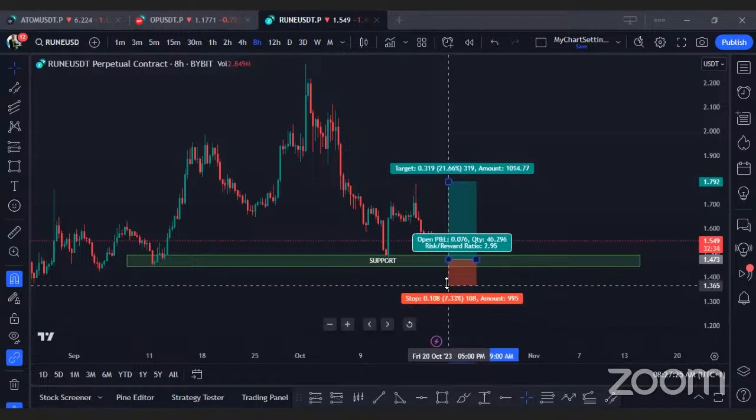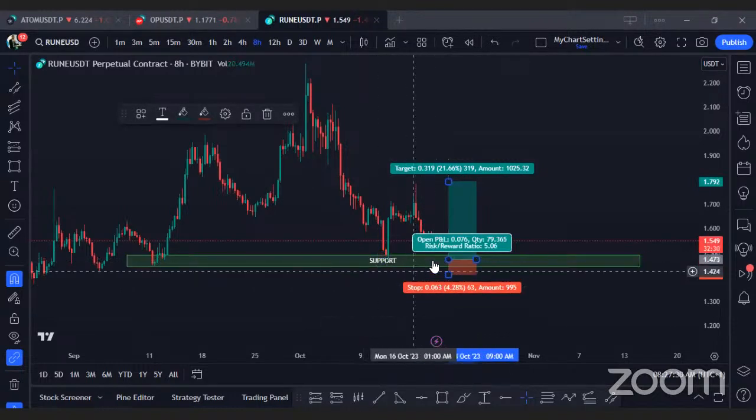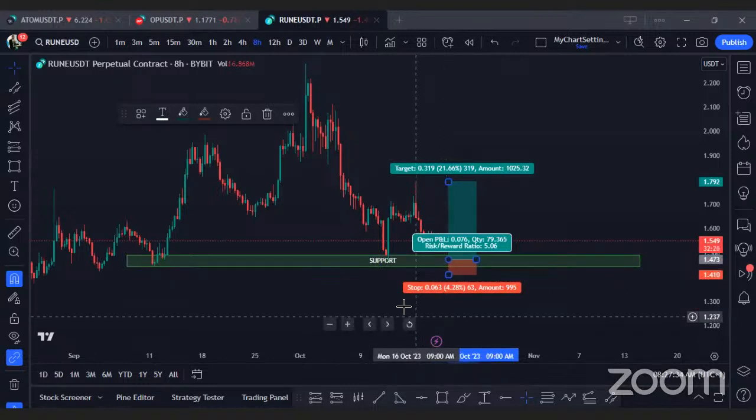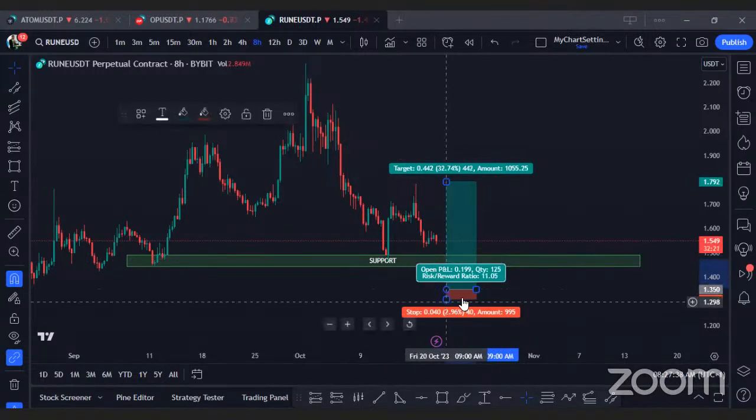So if you are doing this without DCA, then you can put your stop loss where you want. You can put your stop loss as close as you want. But because I'm going to DCA into this position, at the end of the day, maybe my stop loss will just be something around here, right?